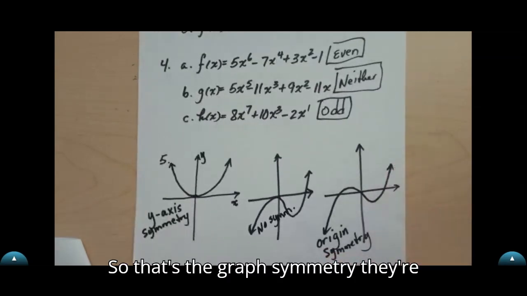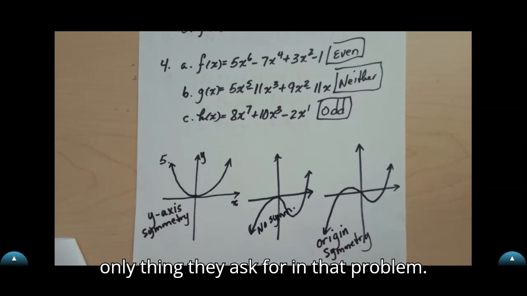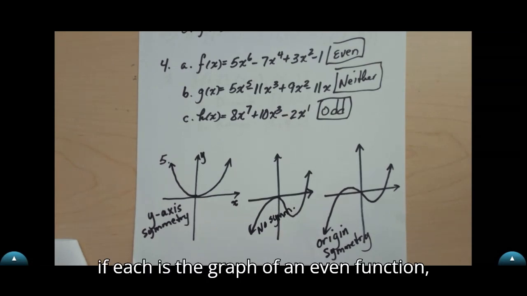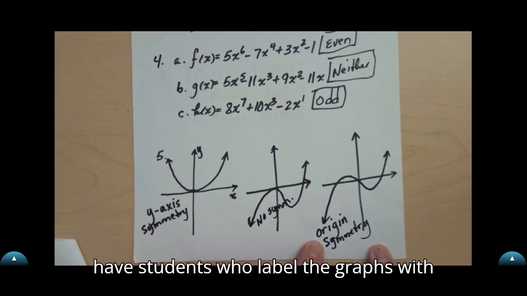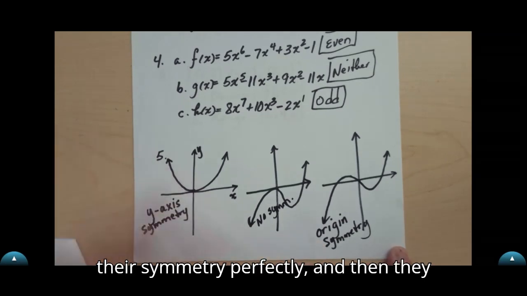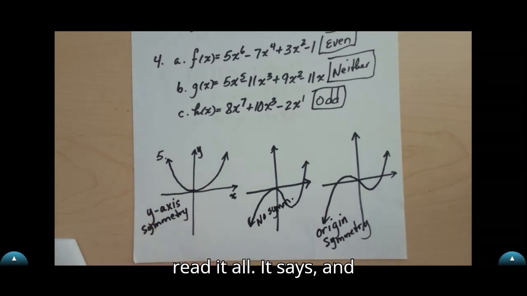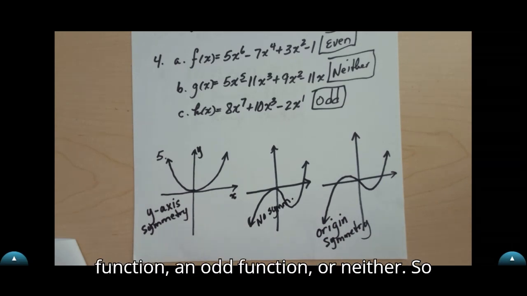So that's the graph symmetry they're asking about. Now, that's not the only thing they ask for in that problem. Do y'all see that? It says, and determine if each is the graph of an even function, odd function, or neither. So I sometimes have students who label the graphs with their symmetry perfectly, and then they move on to the next problem and they miss half the problem because they didn't read it all. It says, and determine if it's the graph of an even function, an odd function, or neither.